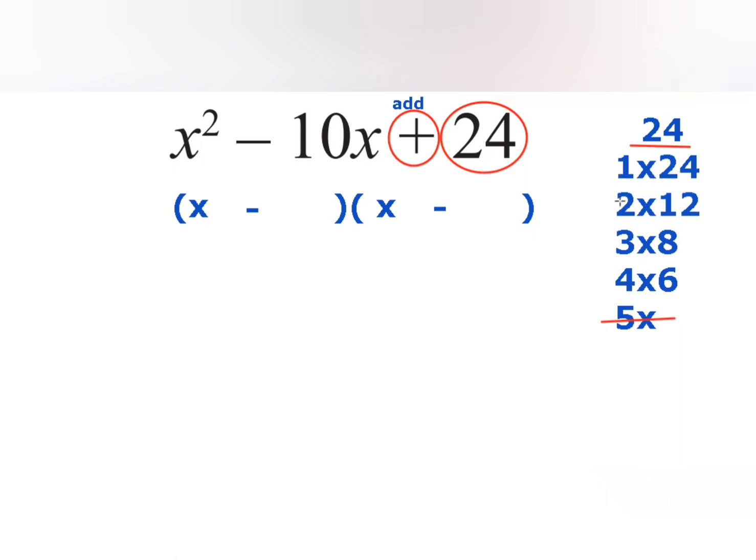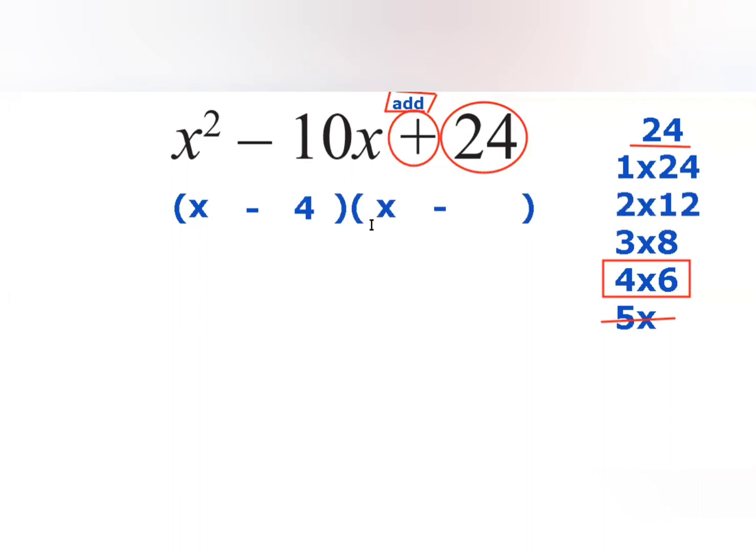Now, when you add them, you get what? You get 10. So which two numbers, when you add them, give you 10? Very good. It's 4 and 6. So I'm going to put 4 and 6 here. And this is how you factorize these expressions, or the quadratic expressions.